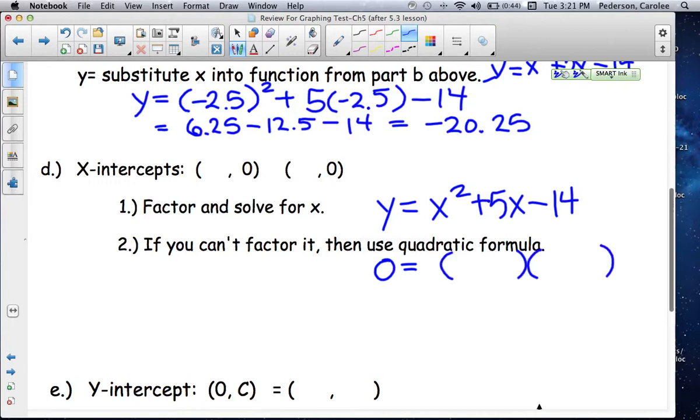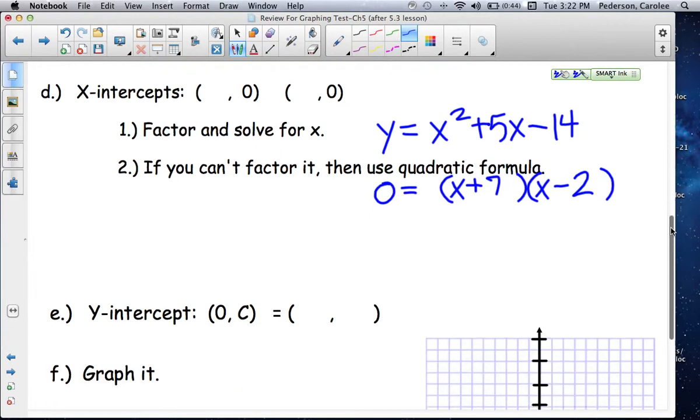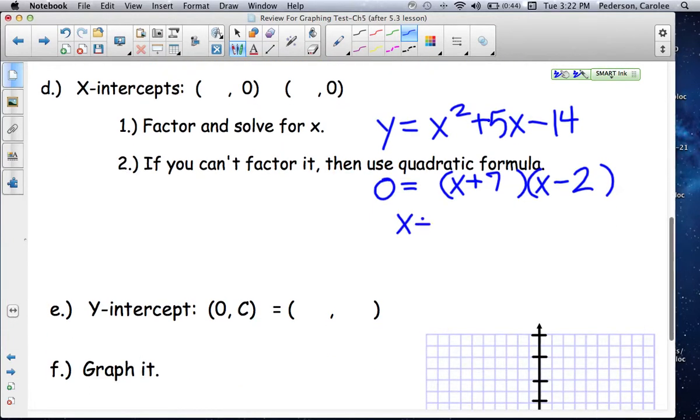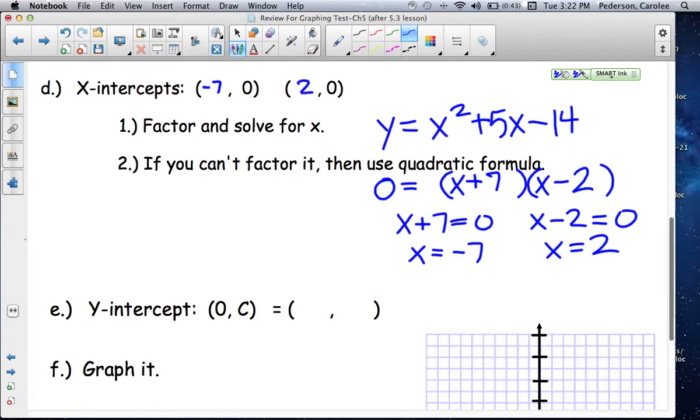Well, the method of factoring in this is the t-chart. We say, what are the factors of negative 14 that add to 5? Well, that is x plus 7, x minus 2. So we've just used the t-chart to factor this trinomial. Now we set the factors equal to 0 and solve for x. That's the zero product property. So we say x plus 7 equals 0, x minus 2 equals 0. So x equals negative 7, x equals 2. These are where the x-intercepts will be. So we say negative 7, 0, and 2, 0.